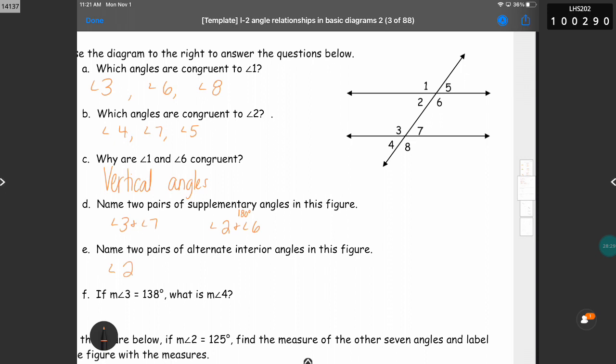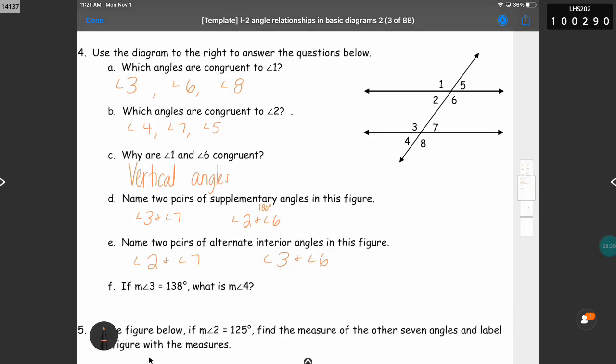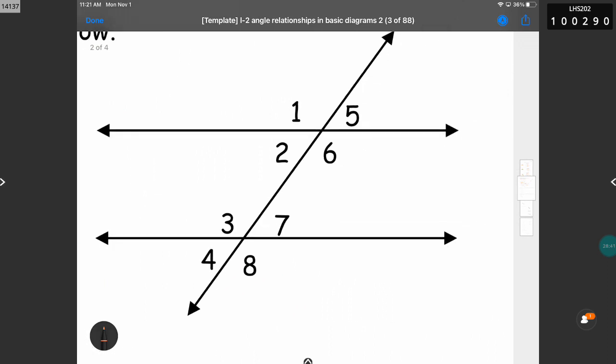Okay. So it says the measure of angle 3 is 138. So I'm going to zoom in here and I'm going to write 138 here. What other angles are 138? Okay, let's look at it, y'all. Let's stop guessing for a second. Which one is vertical to 3? 8.